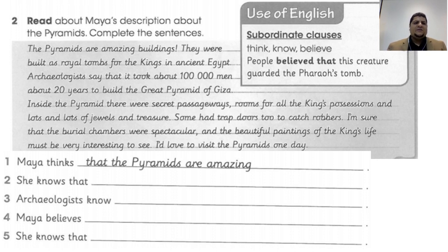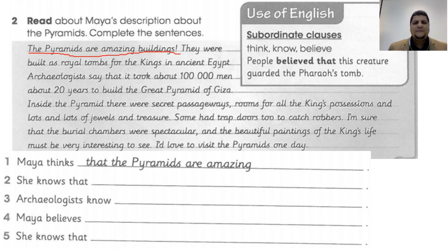Welcome back. So here in 1 we say Maya thinks that the pyramids are amazing. If you look here, it's already written here. The pyramids are amazing buildings. So this is what Maya said. What Maya said is that the pyramids are amazing buildings. So whenever I tell you that Maya thinks, you are going to write that the pyramids are amazing. We are going to go on like this.